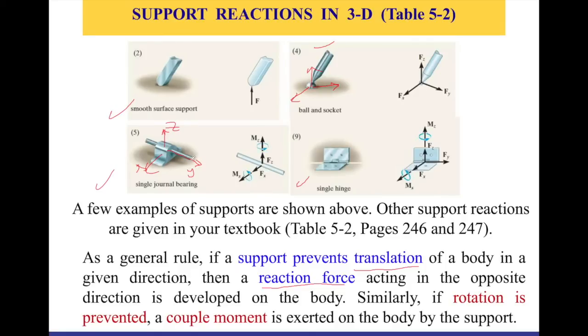Looking at the y-axis, can this rod rotate around the y-axis? Actually, it can, so we don't have a moment there. But can this rod rotate around the z-axis? That's prevented by the journal bearing, and that's why I have a moment here. Would this journal bearing allow rotation around the x-axis? No, it's preventing the rotation about the x-axis, so I have to add a moment in the x-axis. That's why you have 2 reactive forces and 2 couple moments created because of the journal bearing.